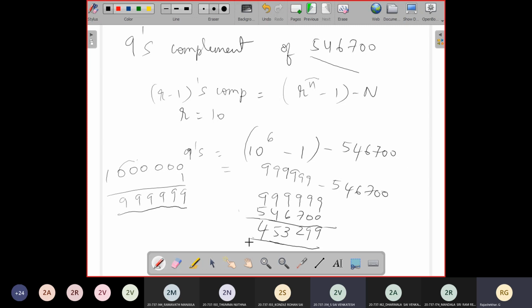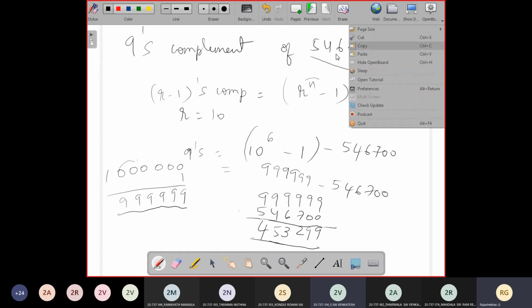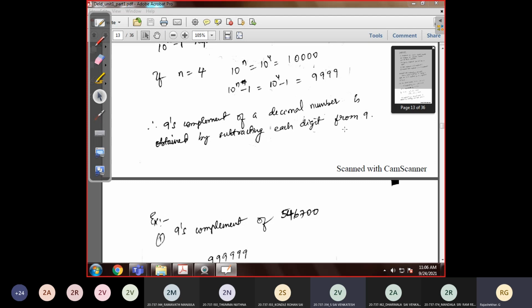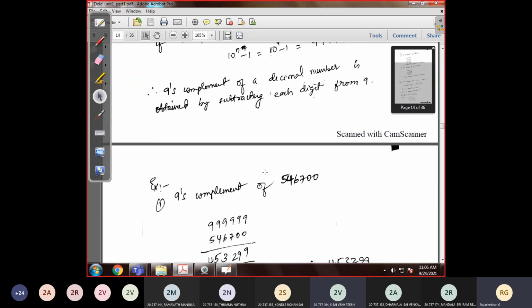Instead of going through this whole procedure, just identify the number of digits in the given number. Just subtract the given number from that many 9s. That's it. Okay, so that is the approach. Let's go further and take one more example.